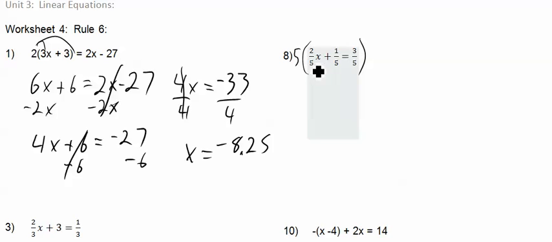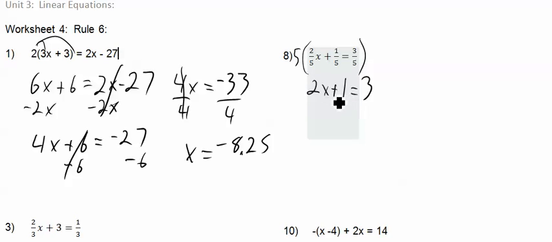So if we go 5 times this, those two cancel, and we're left with 2x plus, multiply this times 5, 5 times 1/5, the bottoms cancel, and it equals 1. And multiply this times 5, 5 divided by 5 would cancel, and that equals 3. It's a much simpler equation to work with.